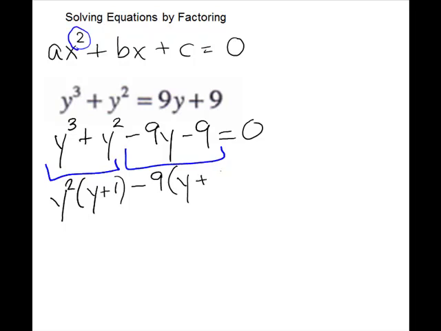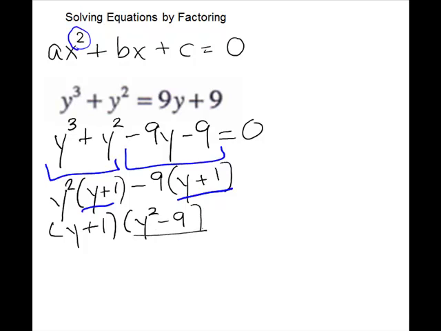You already pulled that negative out. Right? What you hope with grouping is that you get a common binomial, which we did. So we can pull the y plus 1 out and pick up our other pieces, y squared minus 9. What you have to watch out for on this problem is that y squared minus 9 will continue to factor. Anything still to the second power, you have to see if it will factor more. It is now a difference of squares.